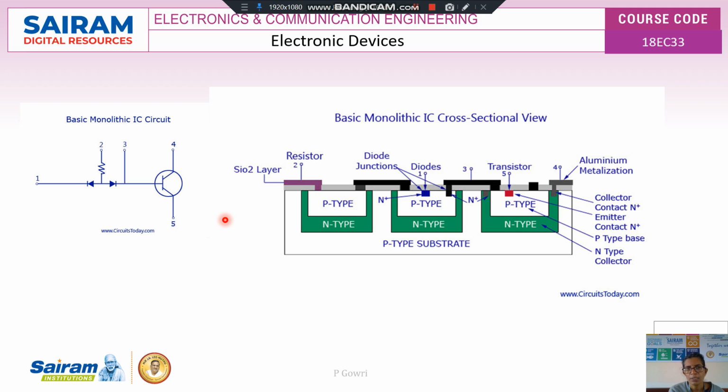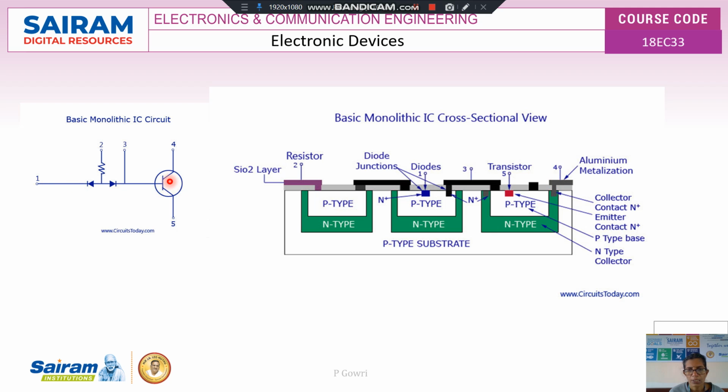In this slide, we will see how a basic monolithic IC circuit, which is given here, is implemented or integrated. Here we have a transistor. We know that a transistor consists of three regions: a collector region, then the base, followed by the emitter. The emitter is terminal 5, which is taken out here, and my collector is terminal 4, taken here. The green color is the collector here.